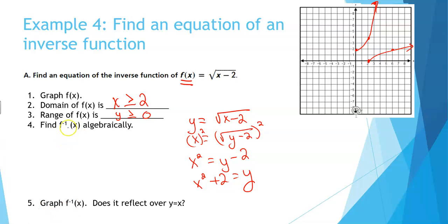So on the inverse of x, my y would be greater than or equal to 2, and my x would be greater than or equal to 0. And that's obvious from the graph. So if I graph them and then I take a little line like this, where y equals x, one should be the reflection of the other one.